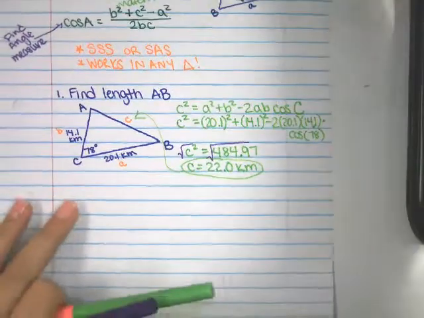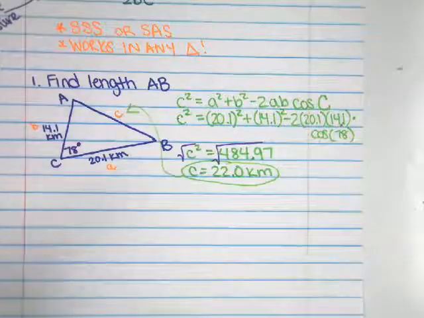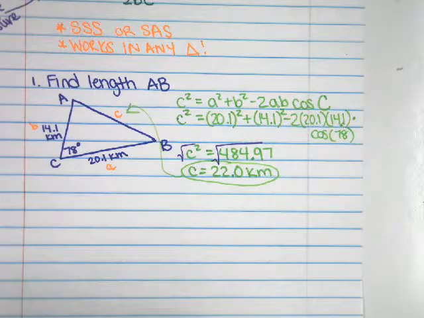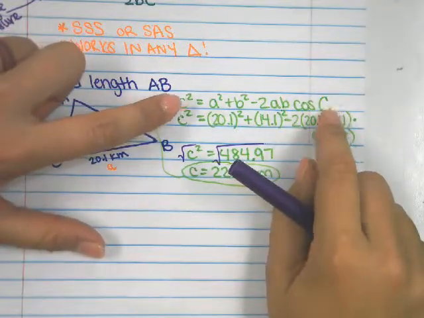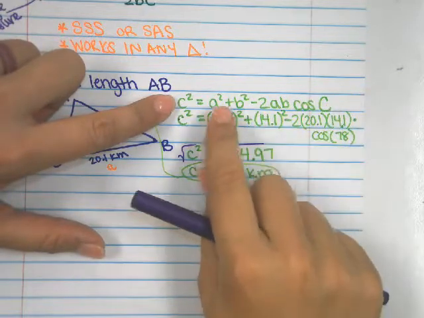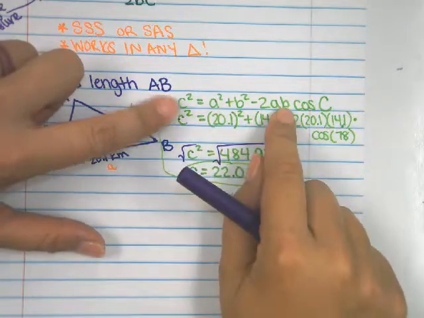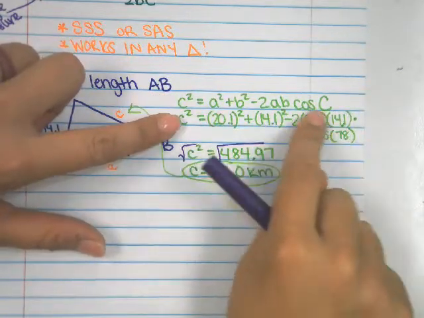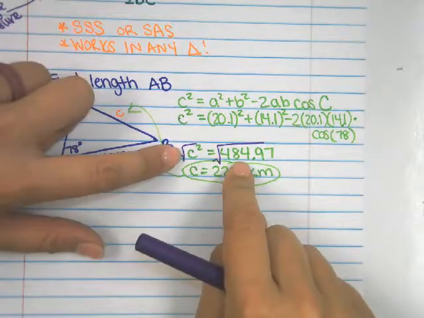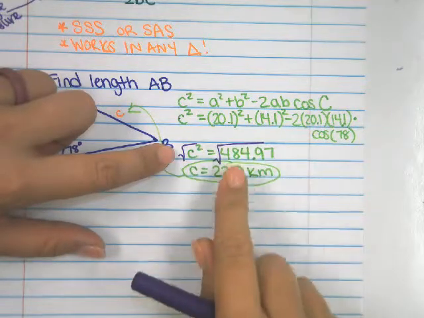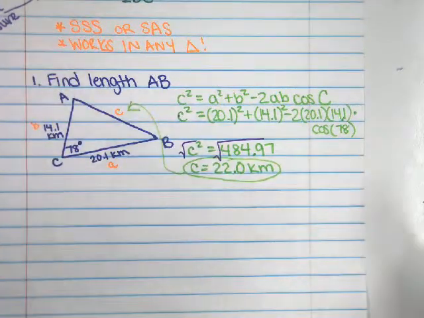That's how you can use this formula if you're looking for a side length. The key pieces of information are making sure that this side and this angle have the same letter. And then your other two sides go in here. We plugged all of this directly into the calculator. It spit out this number. And then to get rid of a squared, you square root both sides of the equation. So it's 22 kilometers.